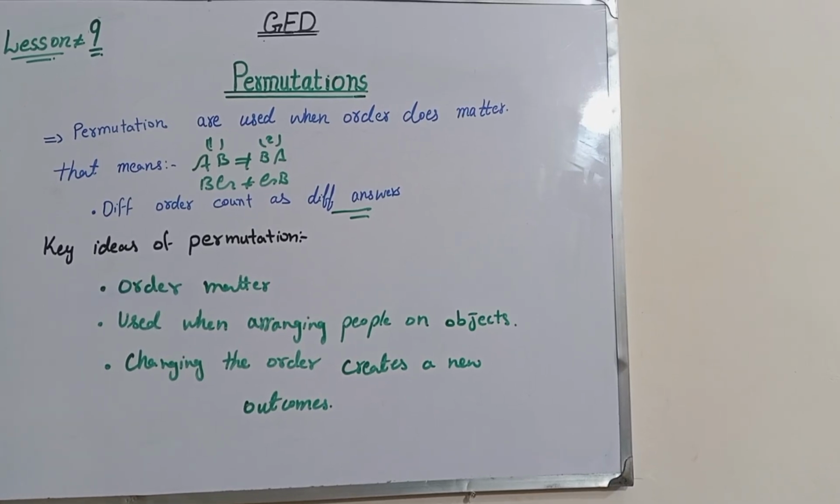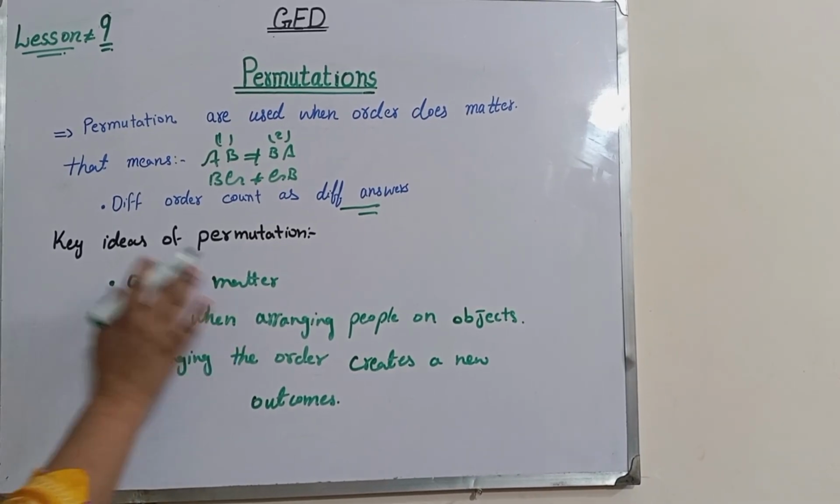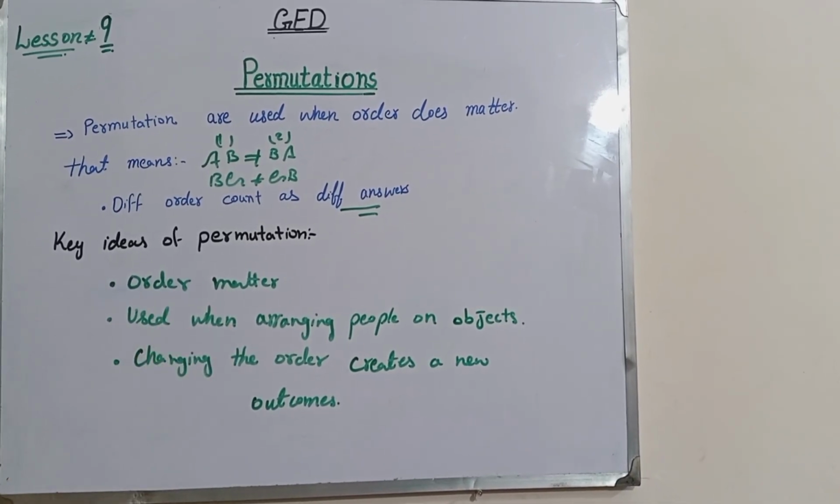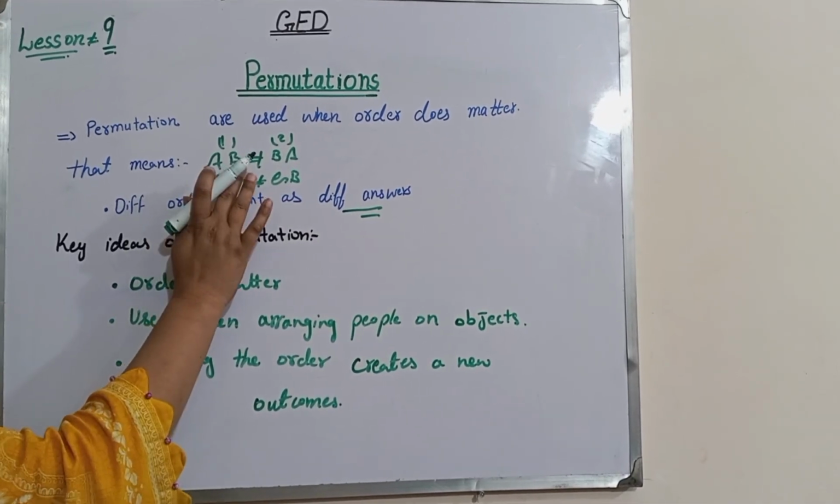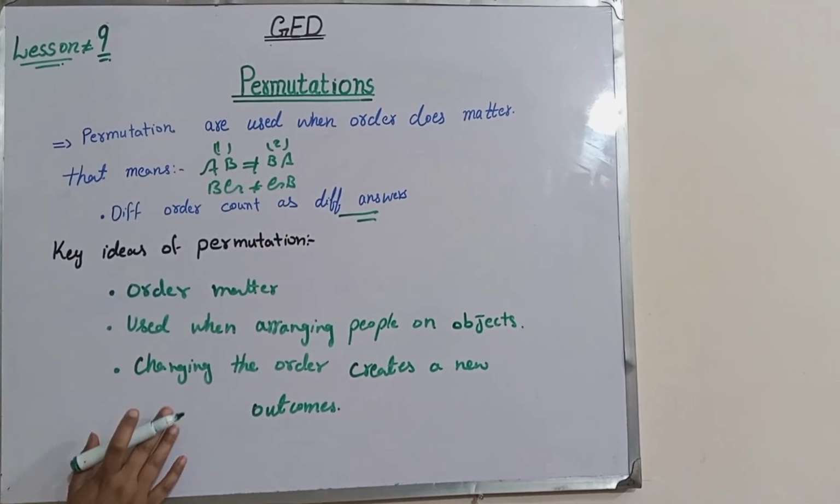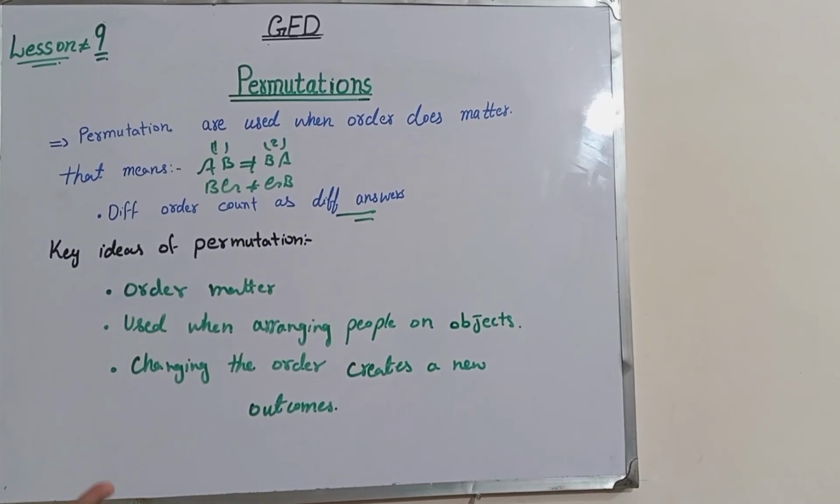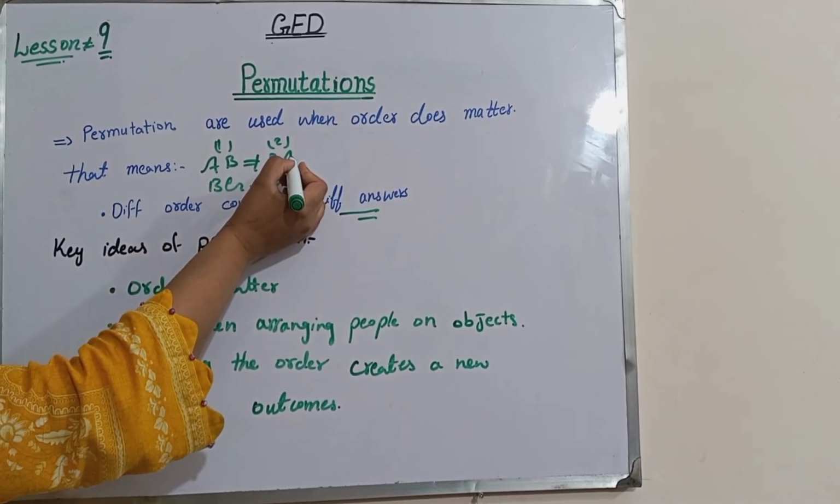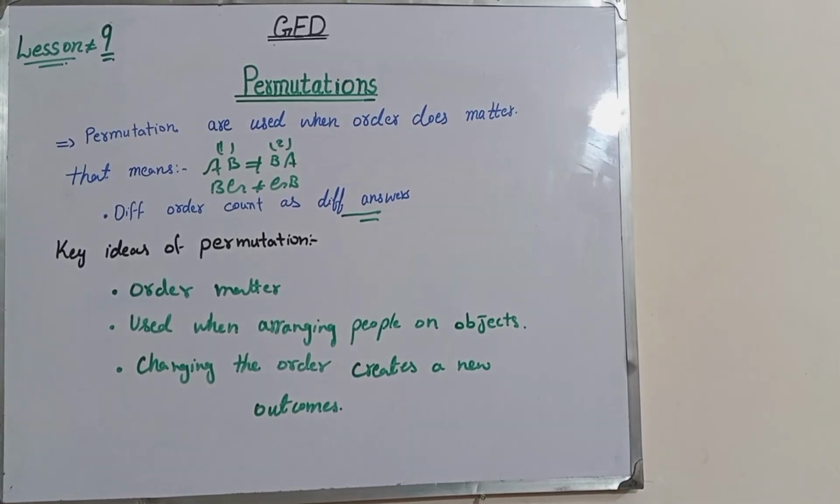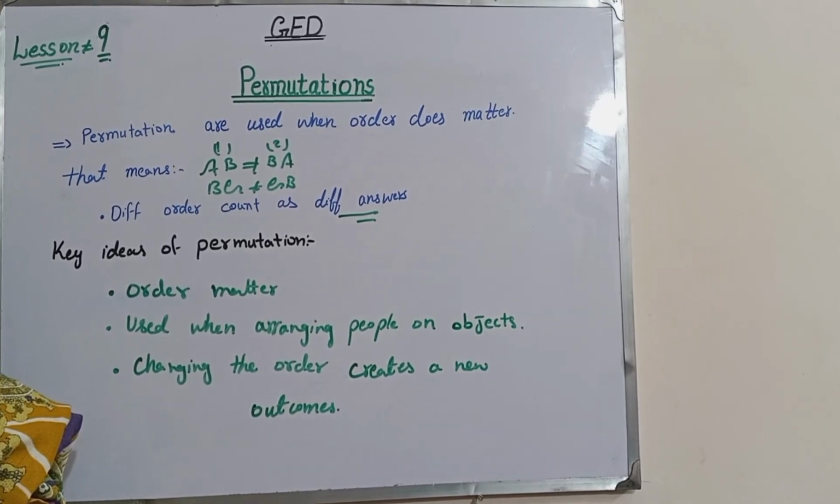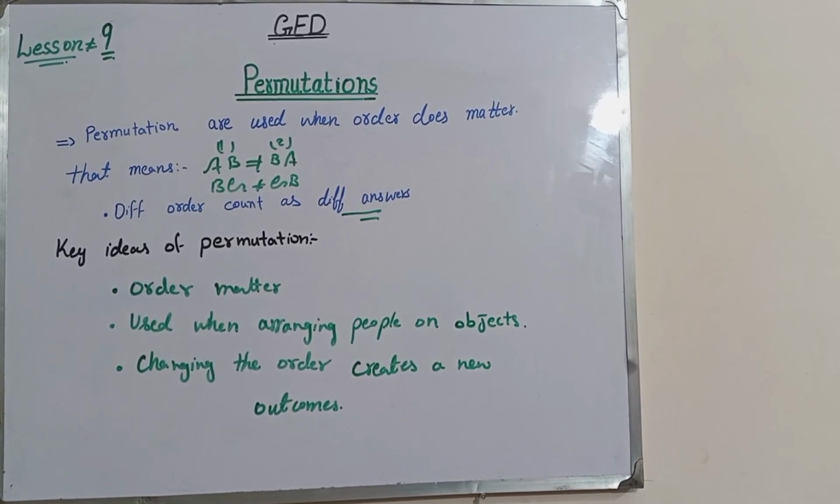So key ideas of permutation: order does matter. It is used when arranging people or objects, meaning arranging. Apple banana, we write it again as banana apple. Changing the order creates a new outcome. In this, banana apple is a new outcome, so we write it again. So it's a permutation. I hope you understand the permutation. Now I will explain further with different examples.